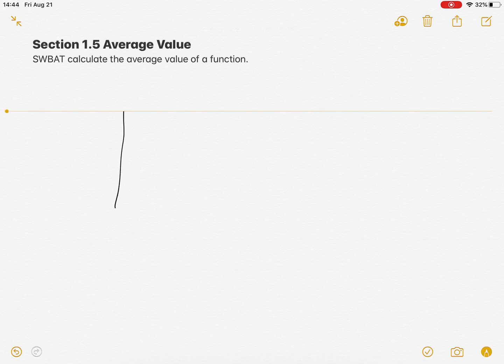Stand by. So let's just say I had some function. Let's say I picked 2 points on that function. We'll call one maybe around there and the other one over here. Let's call this x value a and this one b. The average value of the function, let's call this a graph of f of x, y equals f of x.